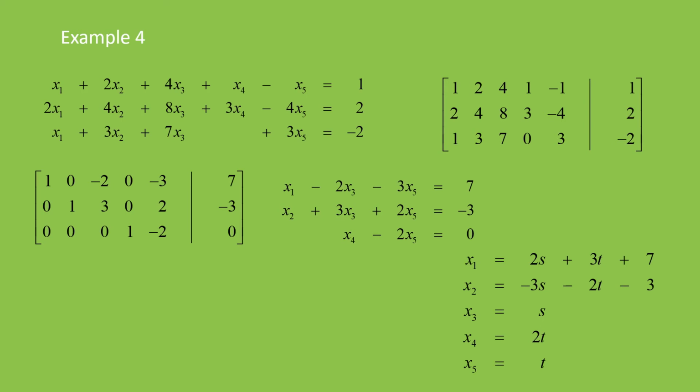So if I take x5 as t, x4 will be 2t. And again, I do not have x3 here. So for x3, if I take another variable s, then I can get the values for x1, x2 in terms of s and t. So by changing these values of s and t, you get an infinite number of solutions for the system. This has many solutions.